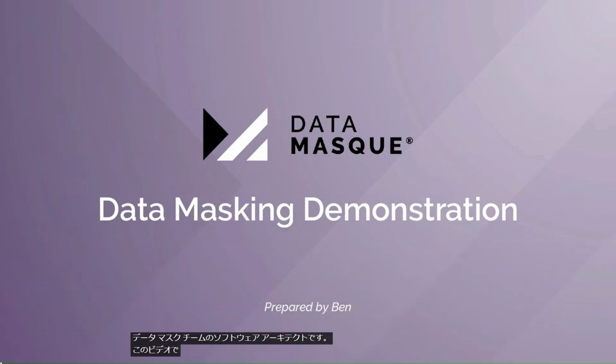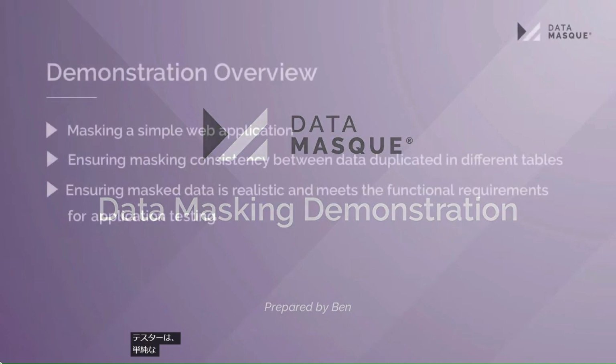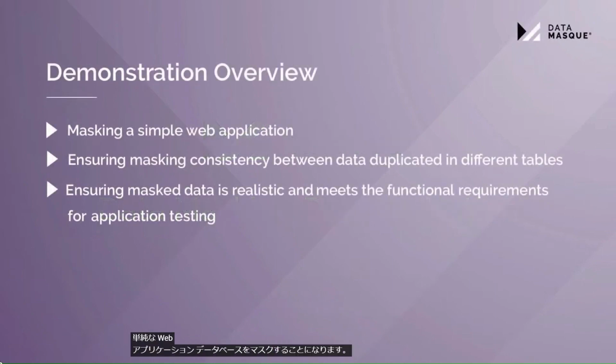In this video, we're going to demonstrate how you can use DataMasque to mask your sensitive production data before you move it into non-production environments for use by, for example, your software developers and testers. We're going to mask a simple web application database, and we're going to need to ensure that there is consistency between data duplicated in different tables of the database, and that the masked data we produce is realistic and meets the functional requirements for testing the application.